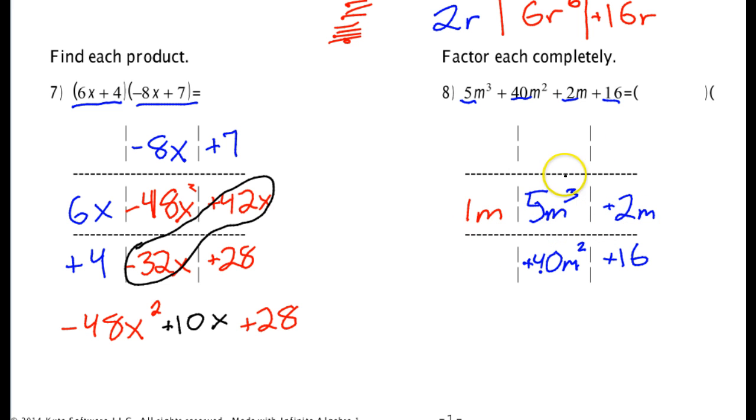What about the first column? What number do these have in common? 5. And what variables do they have in common? Now check it. Does it work? Yeah. Okay, so you can do this 2 ways: GCFs or making sure it multiplies properly.